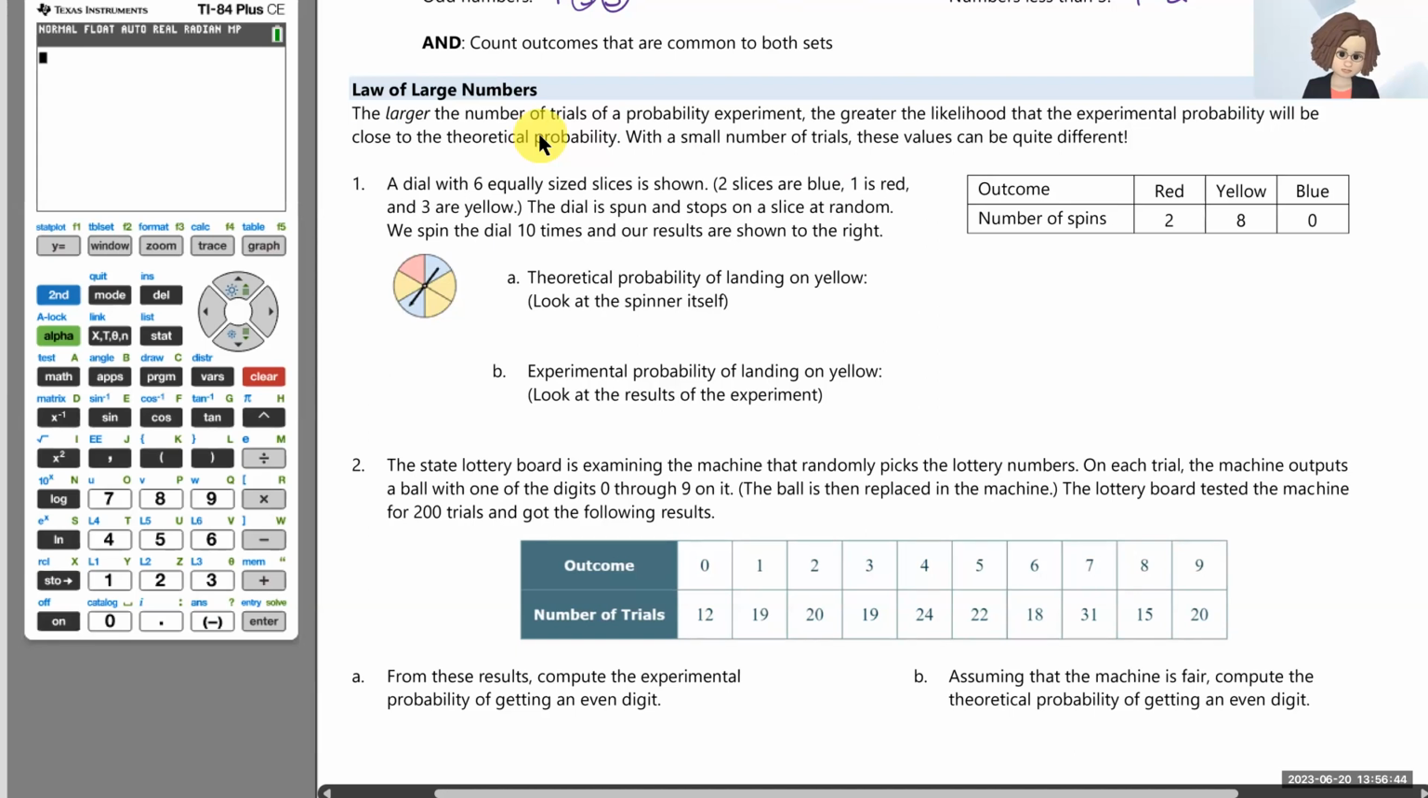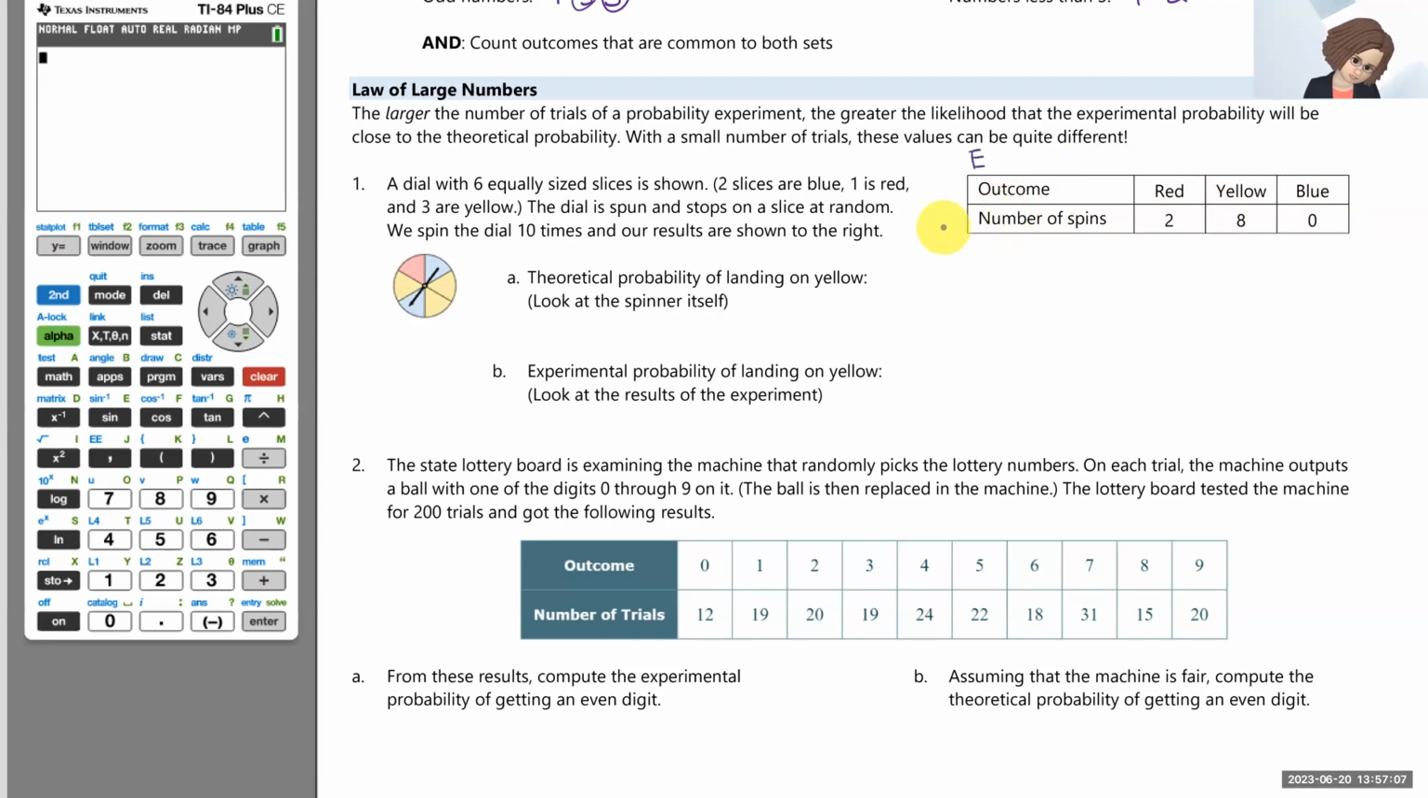So let's take a look at this. So number one, so we have a dial with 6 equally sized slices. 2 are blue, 1 is red, and 3 are yellow. The dial is spun and stops on a slice at random. We spin the dial 10 times and our results are shown to the right. So to the right is our experiment. So we actually conducted an experiment.